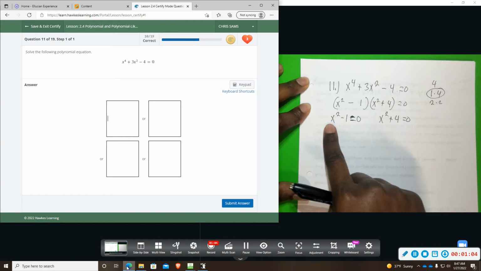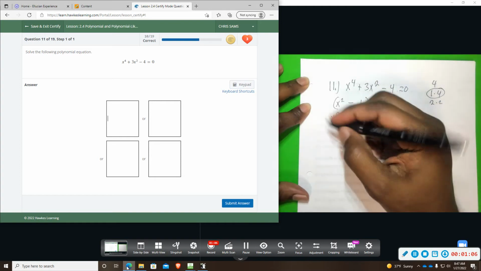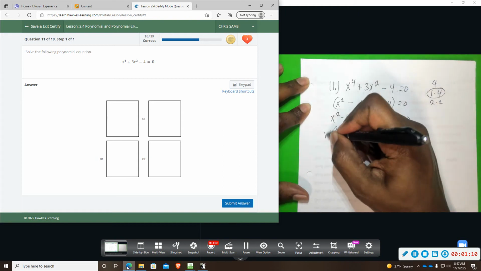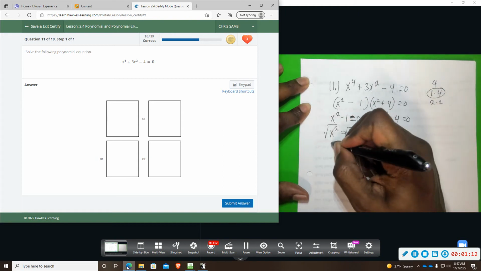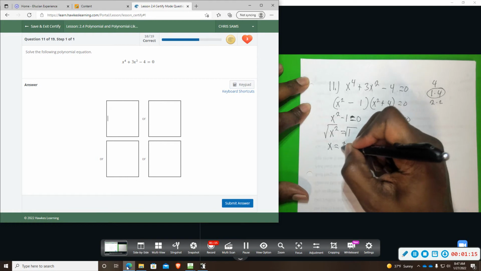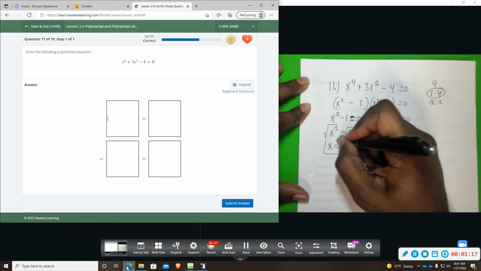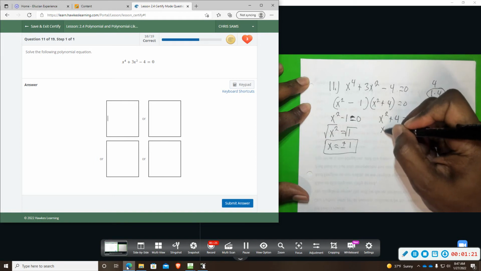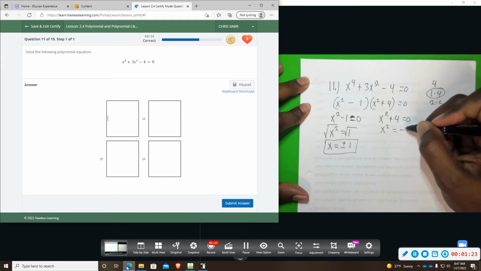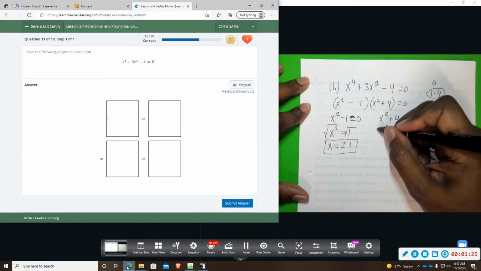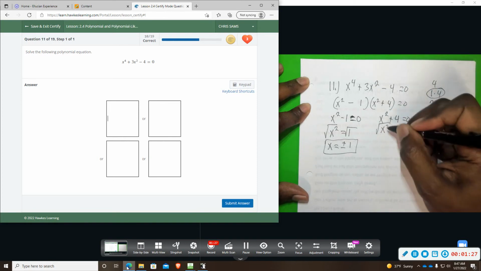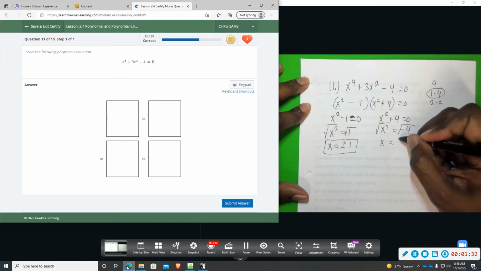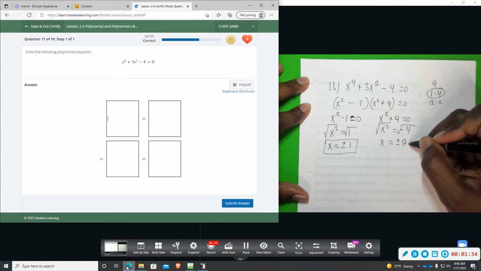Alright, so with the x squared minus 1 equals 0, you add 1. X squared equals 1. Take the square root of both sides. And that gives you x equals positive or negative 1. And then over here, you subtract 4. So x squared equals negative 4. Take the square root. This becomes x equals, that'll be 2i. So positive or negative 2i.